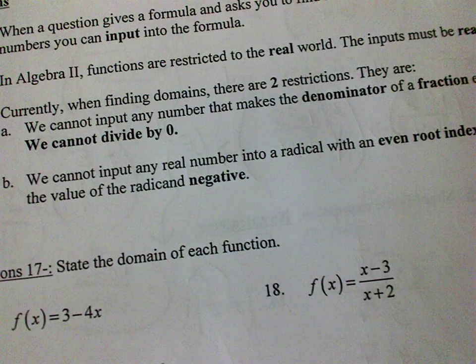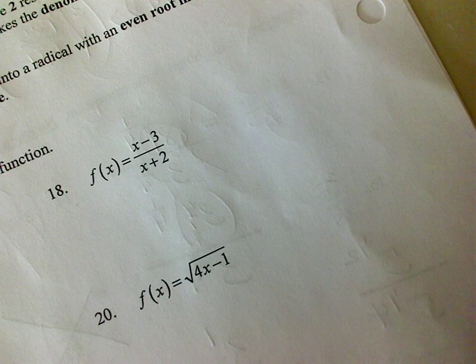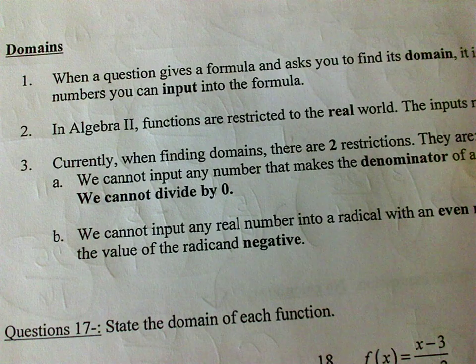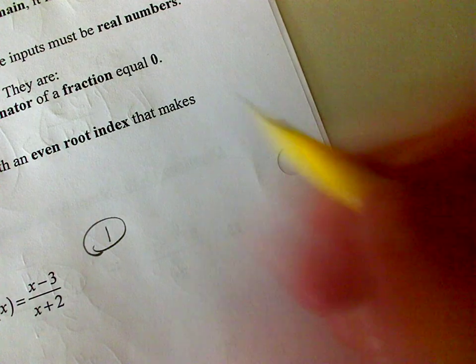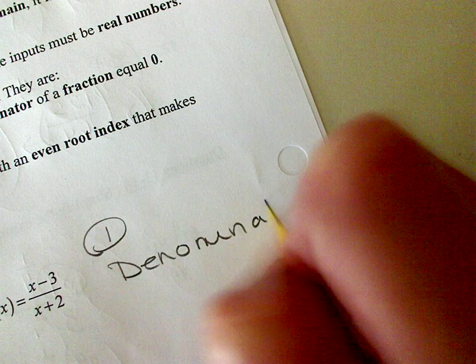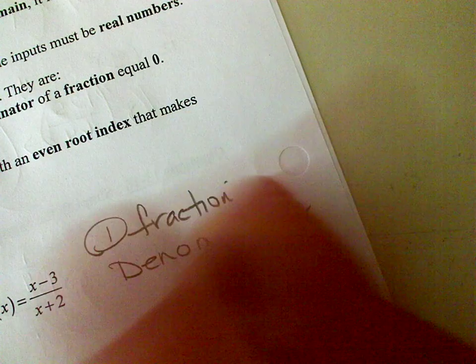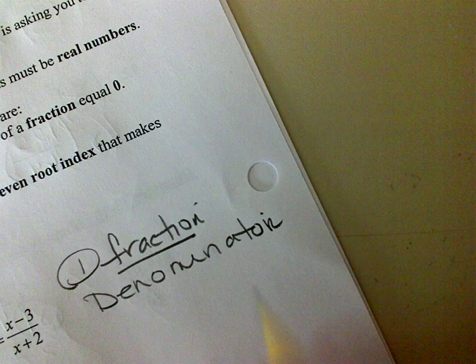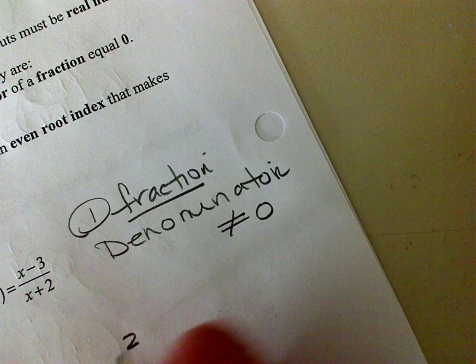Okay, now we're going to switch gears and we are going to do domains. There are a couple things you want to keep in mind, which what I'm about to write, it is all of this, but I'm going to kind of summarize. First of all, if you have a denominator, if you have a fraction, then your denominator cannot equal 0. That's one thing you need to look for.